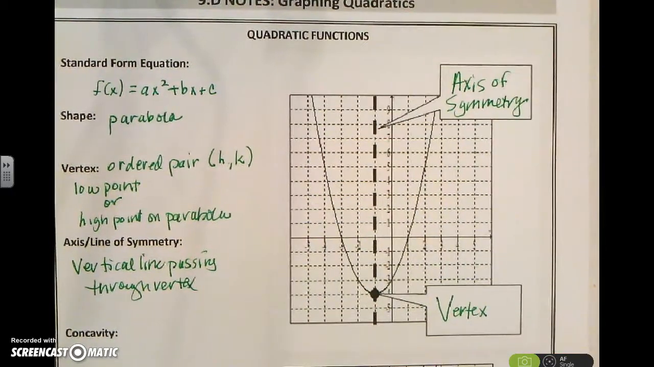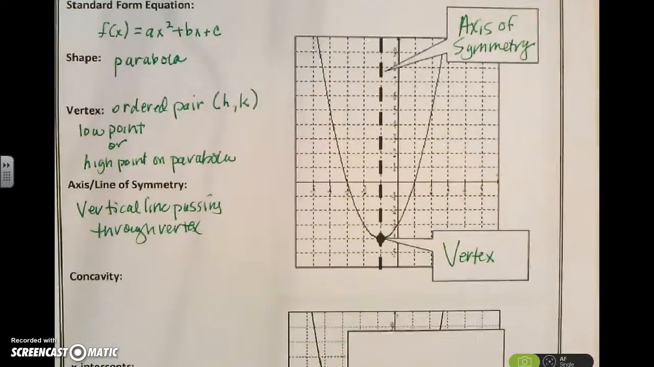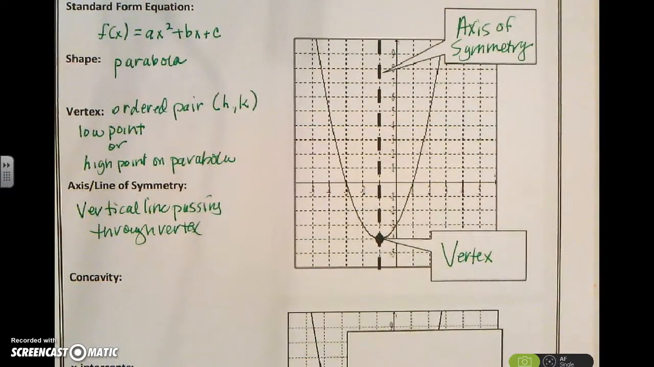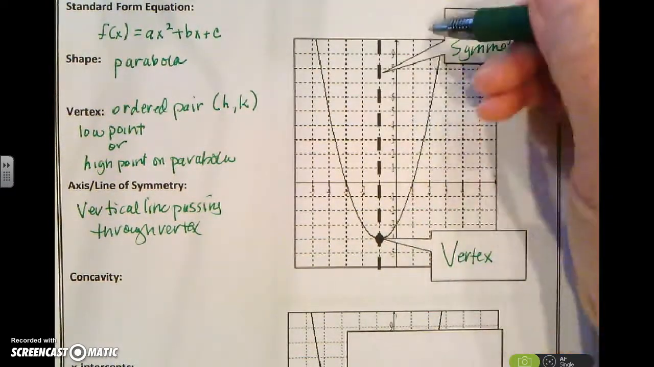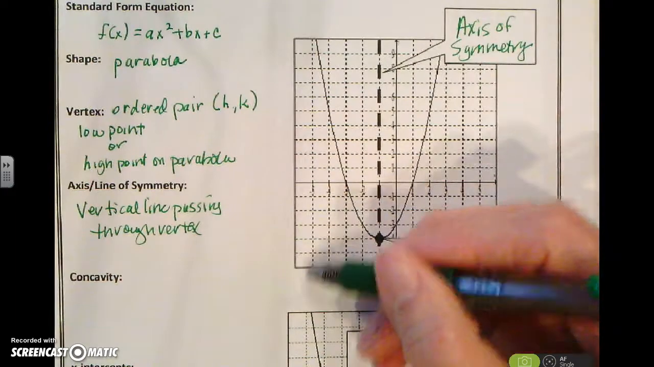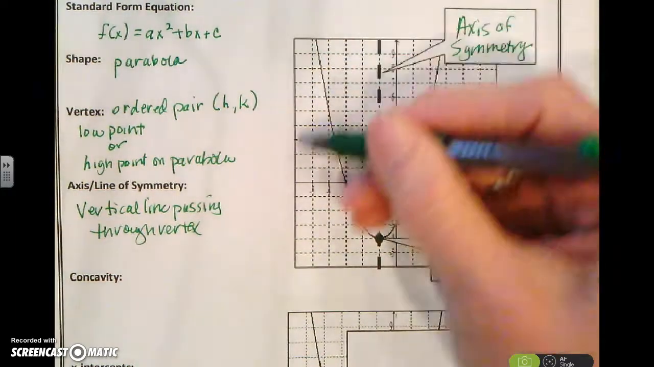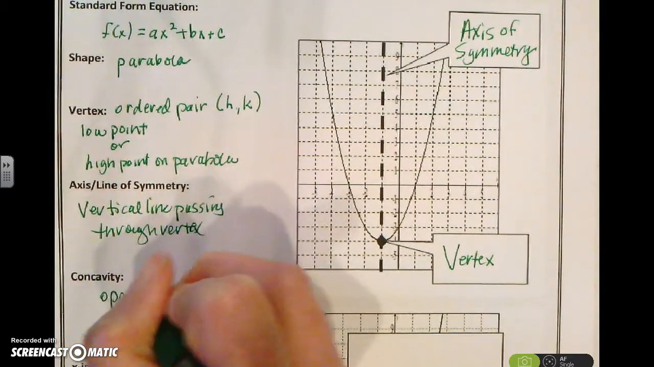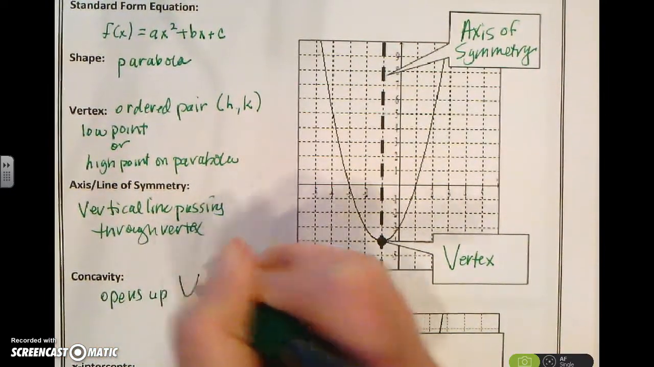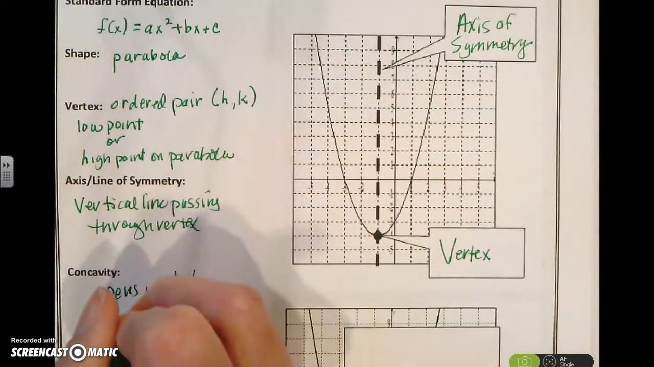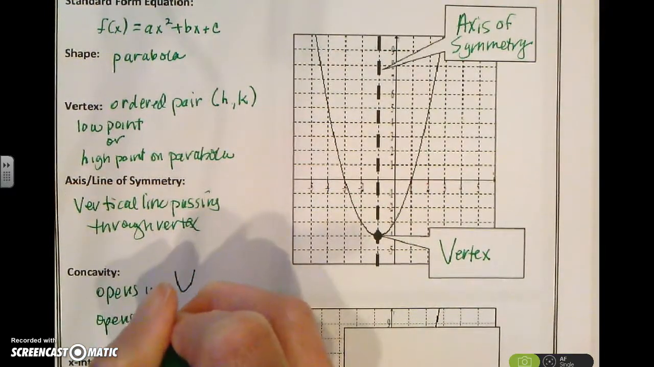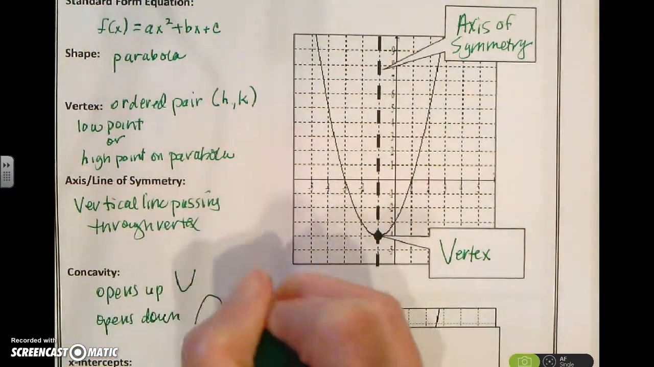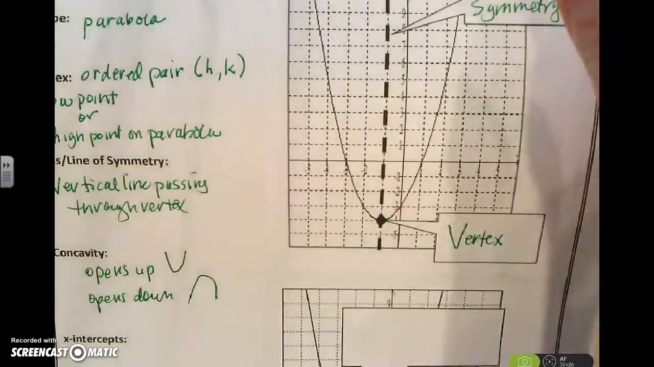We can talk about the concavity of our parabola. This one you can see opens up, and one that is flipped over and looks like this, we'd say opens down. So we'll either say that it opens up in the case of it looking like this, or it opens down in this case right there.